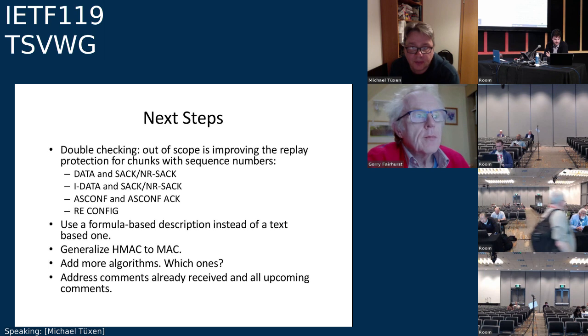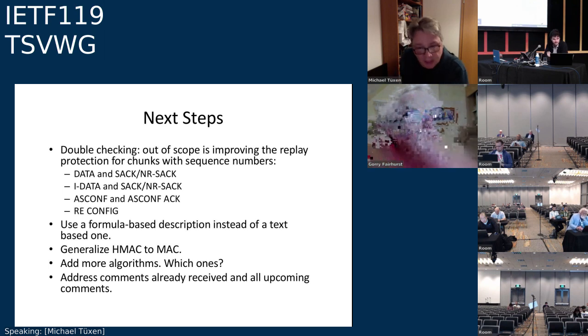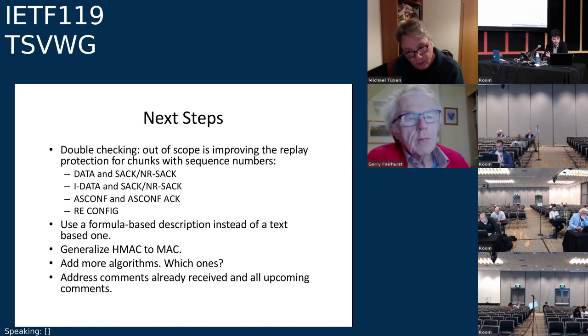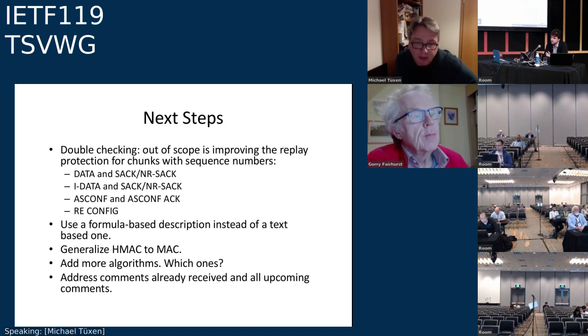Change to a formula description, generalize HMAC to MAC. By the next IETF, we can have that. I think I put some text in the issues raised already. So they are GitHub issues. We can address them. Add more algorithms depends on feedback I get. So I won't go through an arbitrary list and add more algorithms without getting any suggestions. I mean, we could go with the algorithms which are used by TCP/AO.